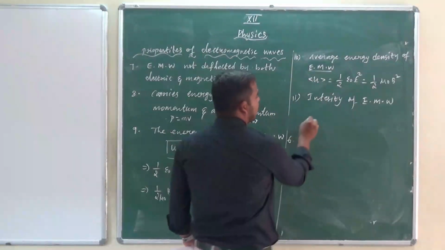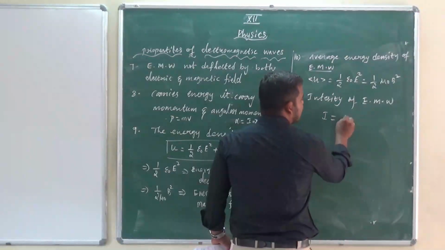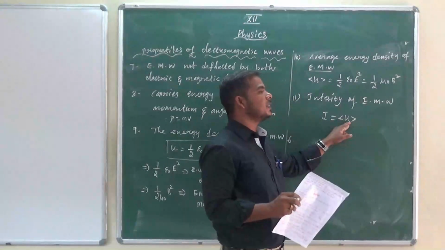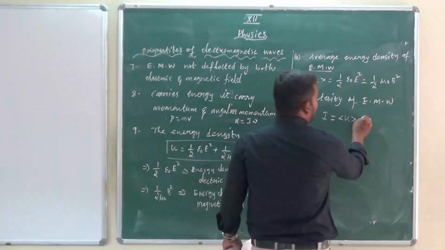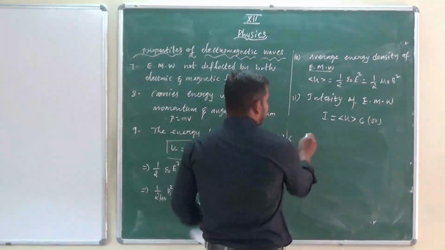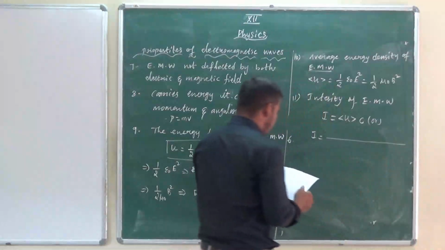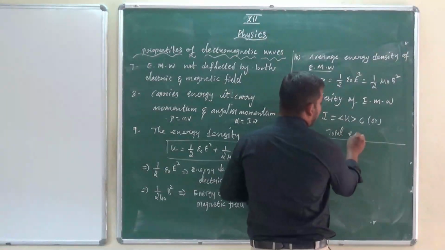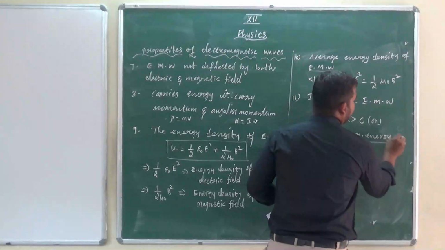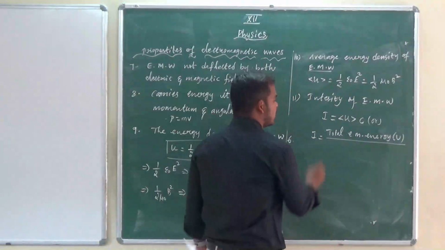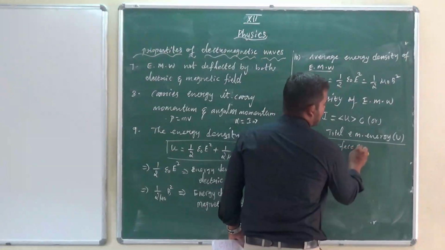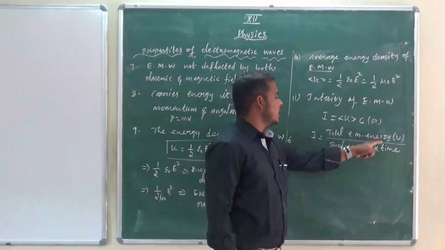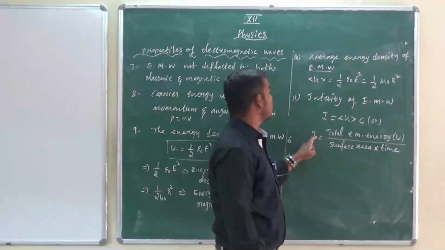The intensity of electromagnetic waves, represented by I, is equal to the average energy density times the velocity of light. Or, the intensity of electromagnetic waves is the ratio of total electromagnetic energy, which we represent with U, to surface area into time.